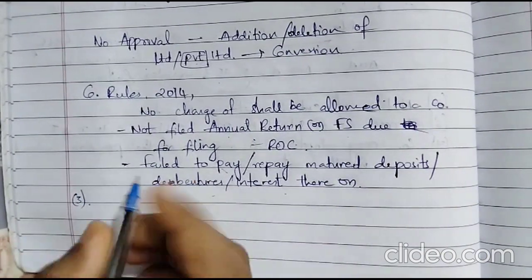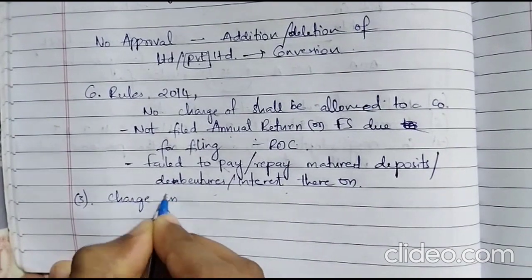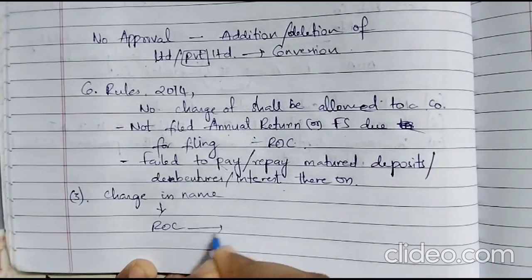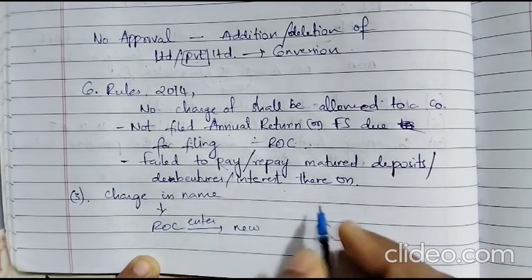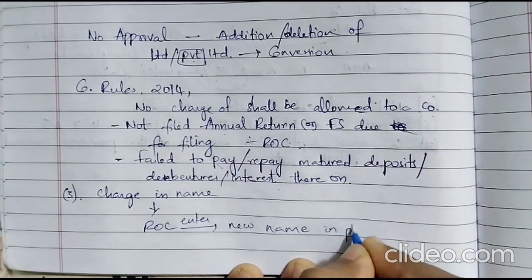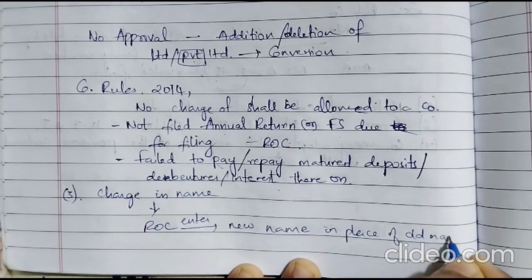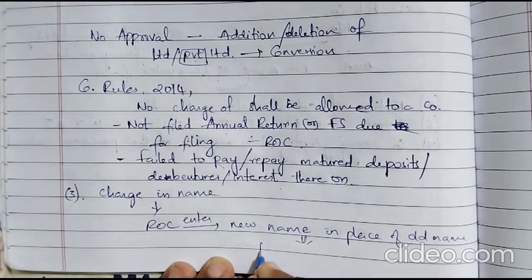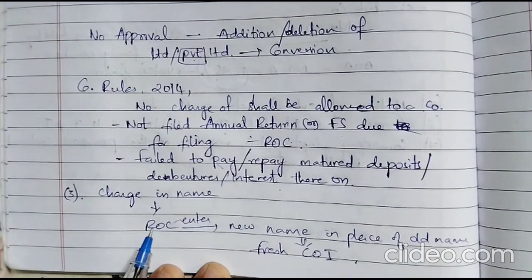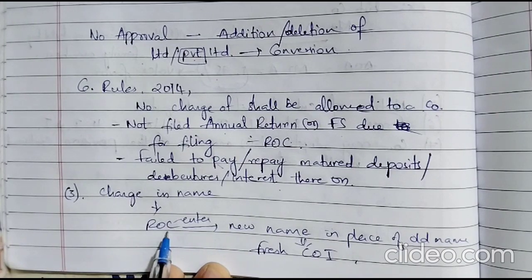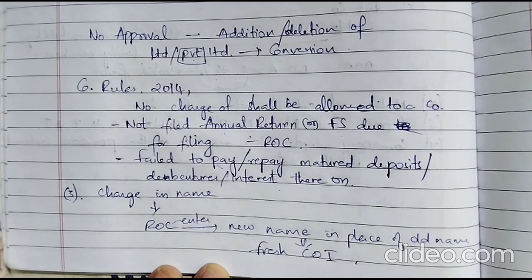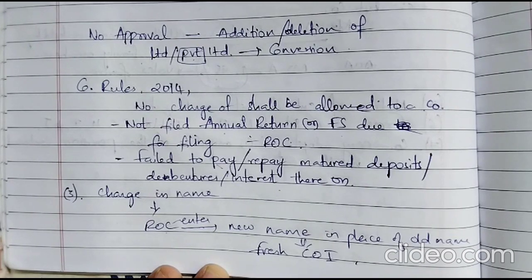Third one, change in name. You go to registrar, it will enter the new name in place of the old, and it will issue a fresh certificate of incorporation. In case of name change, if everything is accepted, you will go to registrar of companies. It will enter the new name in the place of the old name, and it will issue your fresh certificate of incorporation.